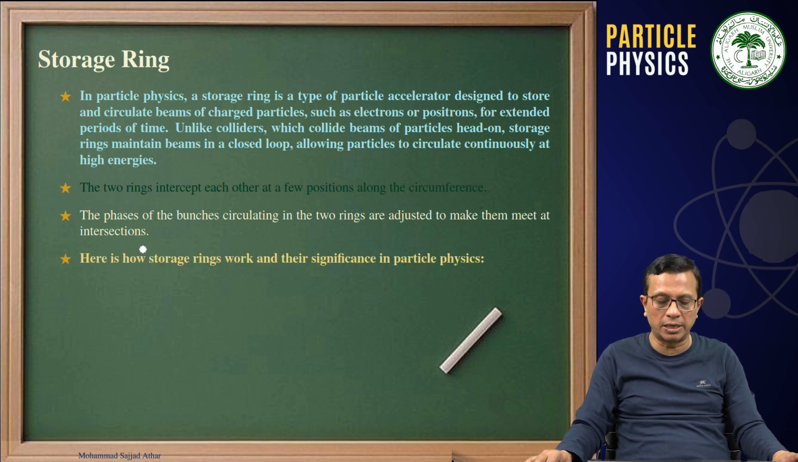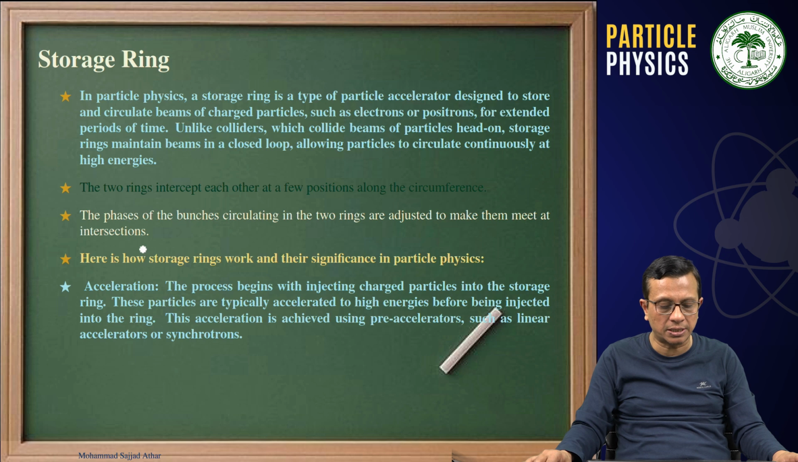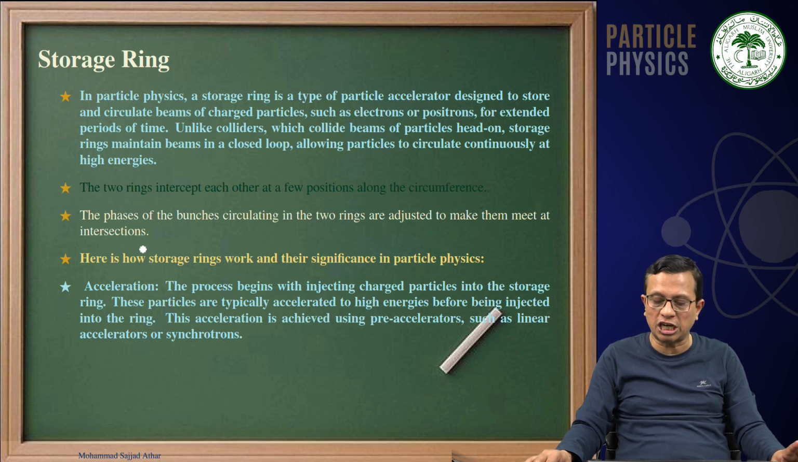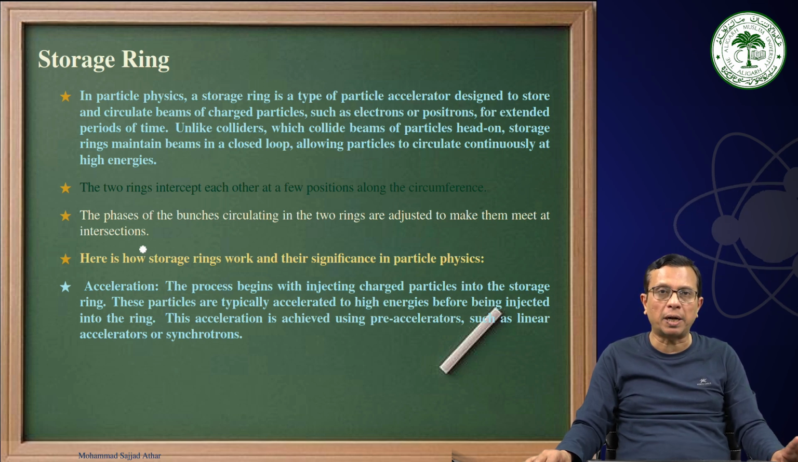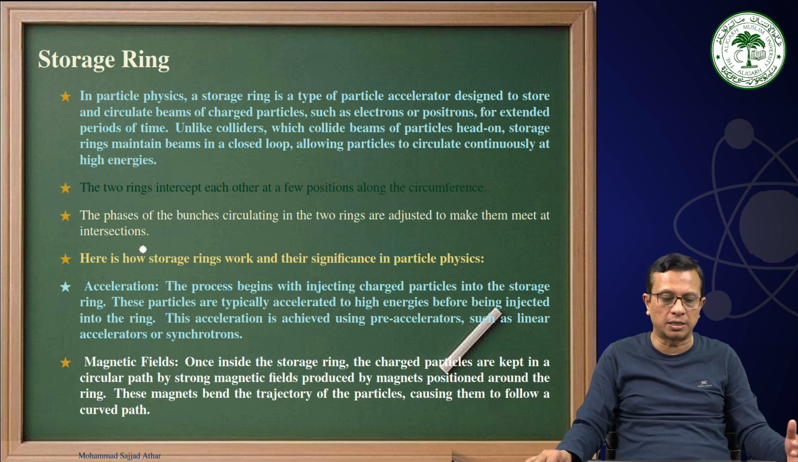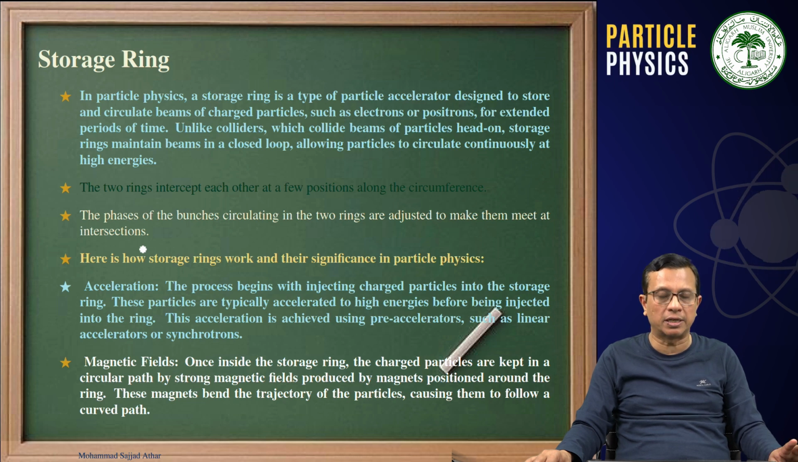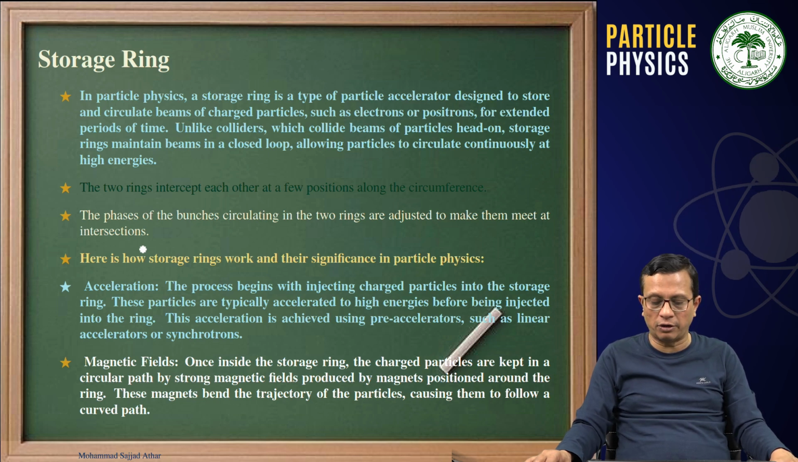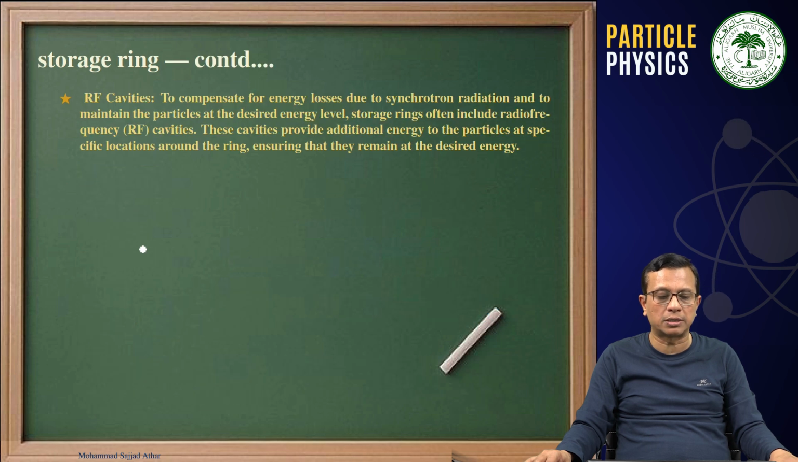Here is how storage rings work and their significance in particle physics. The process begins with injecting charged particles into the storage ring. These particles are typically accelerated to high energies before being injected into the ring. This acceleration is achieved using pre-accelerators such as linear accelerators or synchrotrons. Then you apply a magnetic field. Once inside the storage ring, the charged particles are kept in a circular path by strong magnetic fields produced by magnets positioned around the ring. These magnets bend the trajectory of the particles, causing them to follow a circular path.